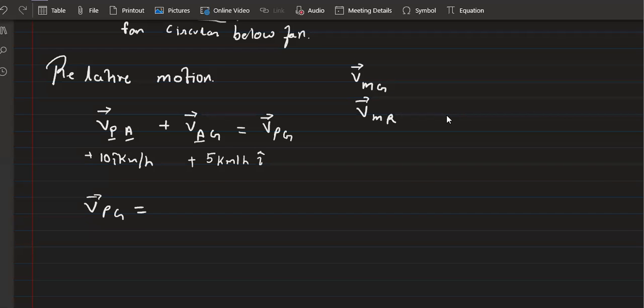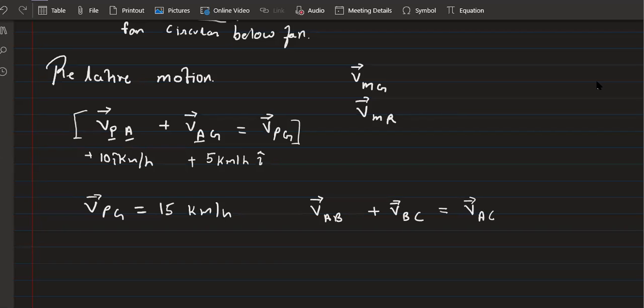Okay, so let's see another problem. This is actually the statement. That's the only formula. It's not even a formula, it's a concept of relative motion. So it is like this: velocity of object A with respect to B plus velocity of object B with respect to C should be equal to velocity of A with respect to C, right?